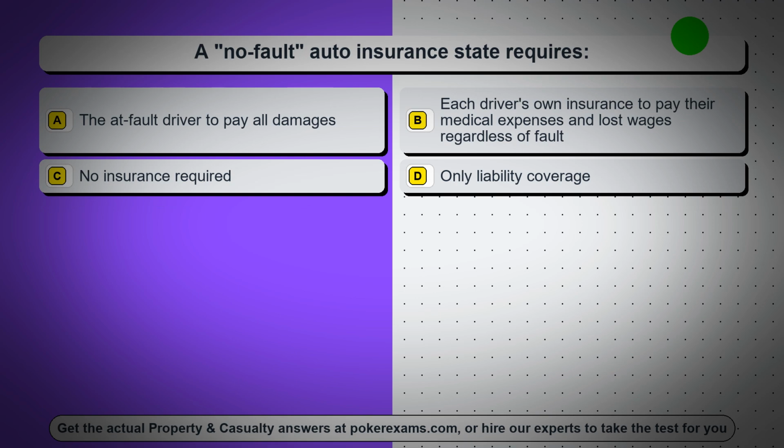Question 51. A no-fault auto insurance state requires: option A, the at-fault driver to pay all damages. Option B, each driver's own insurance to pay their medical expenses and lost wages regardless of fault.